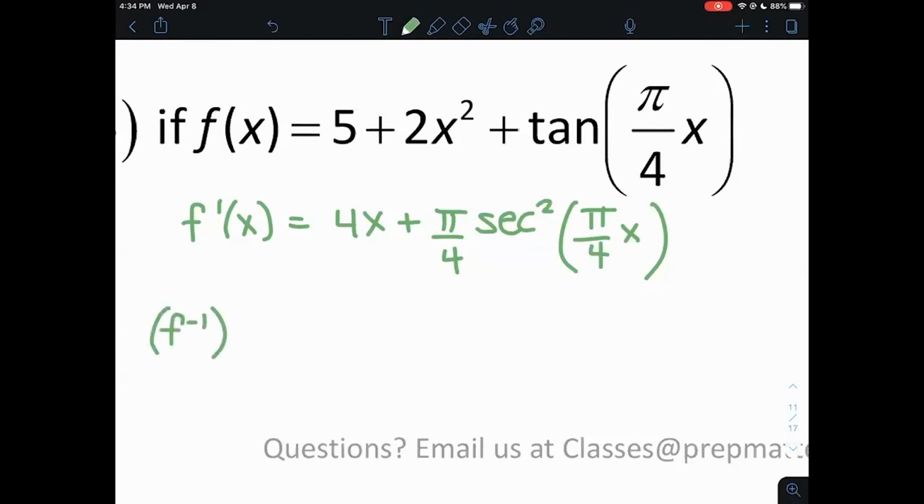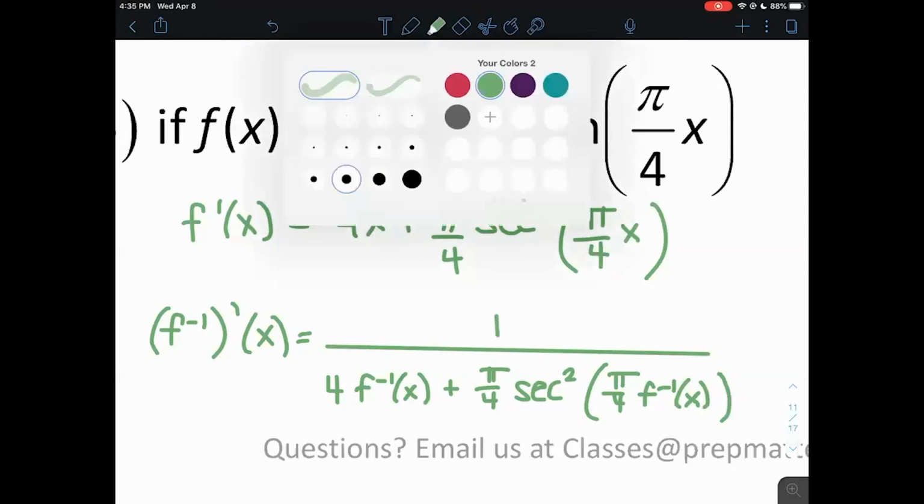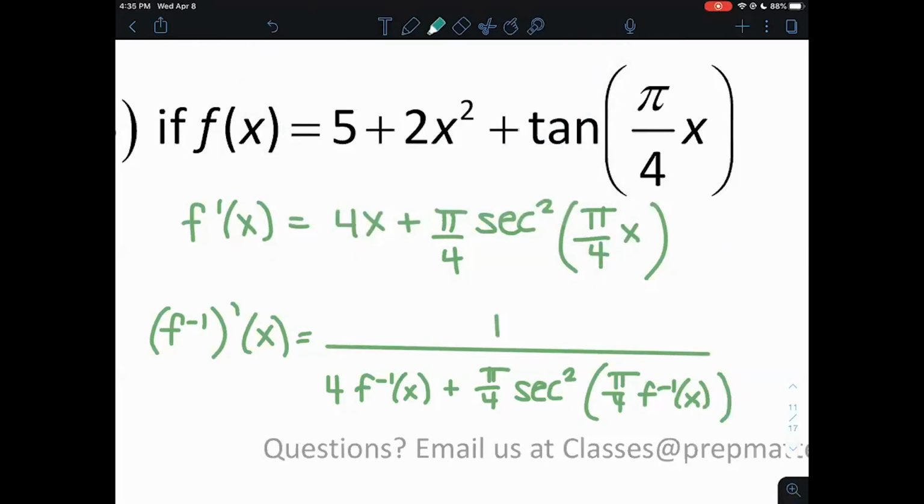So derivative of the inverse evaluated at 5, I'm going to leave that as an x right now, is 1 over 4 evaluated at the inverse of x plus pi over 4 secant squared of pi over 4 evaluated at the inverse of x. And that's the big thing to remember there. When that derivative becomes your denominator in this derivative inverse formula, we're not evaluating it at x, we're evaluating it at the inverse of x.